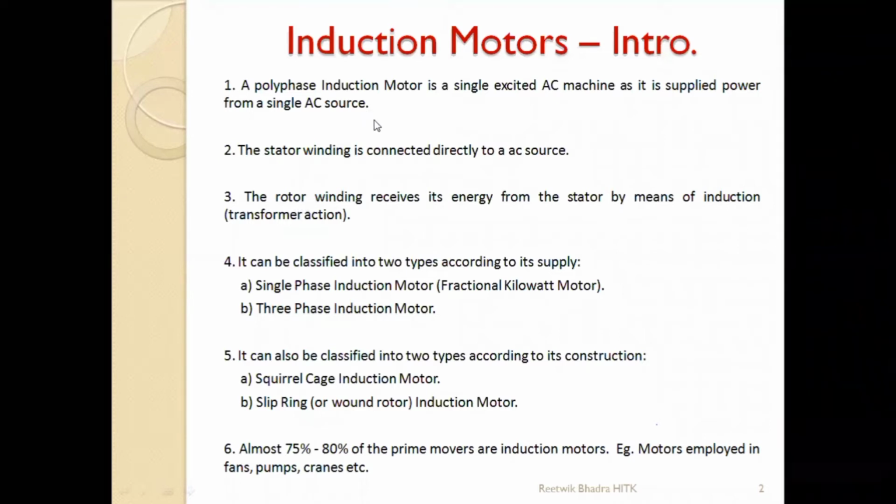Now, in an induction motor, the first point is that it requires one supply only. It is a single-excited AC machine, that is, only one supply is required, one single AC source. Now, I think you had a class on the alternator also, which sir had taken. So maybe the alternator is double excited. The field is excited by DC. Yes, that is what I am telling you.